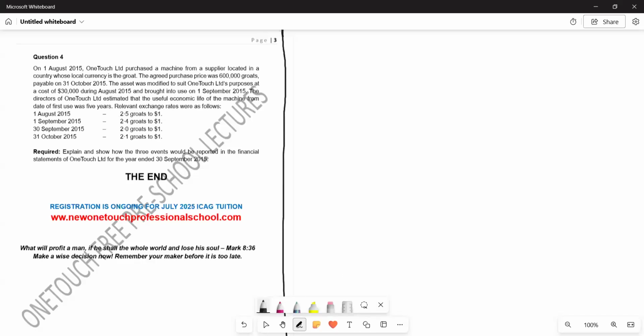On 1st August 2015, Onetouch Limited purchased a machine from a supplier located in a country whose local currency is the groat. The agreed purchase price was 600,000 groats, payable on 31st October 2015.